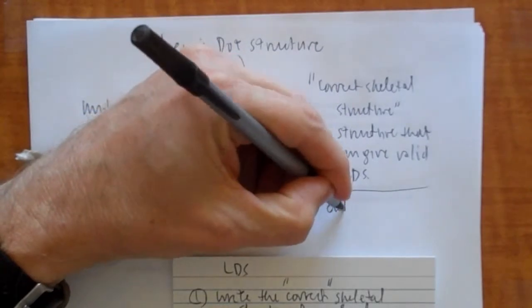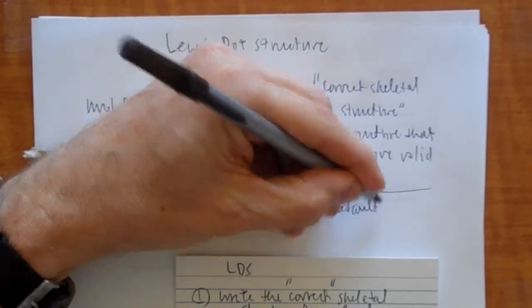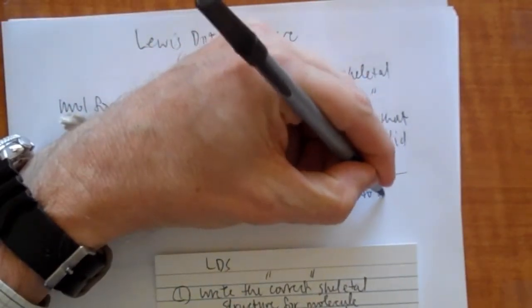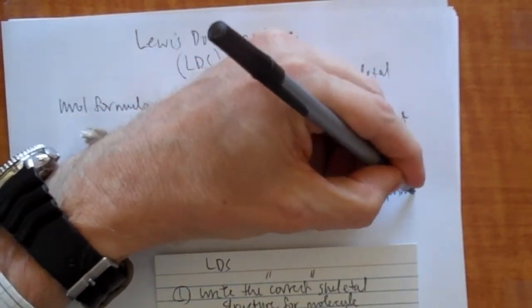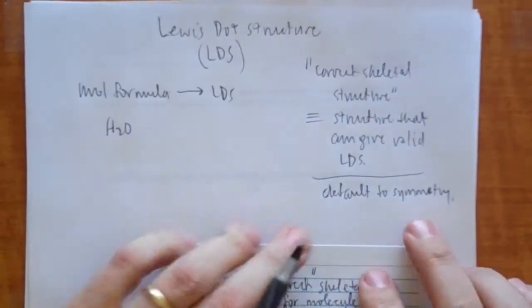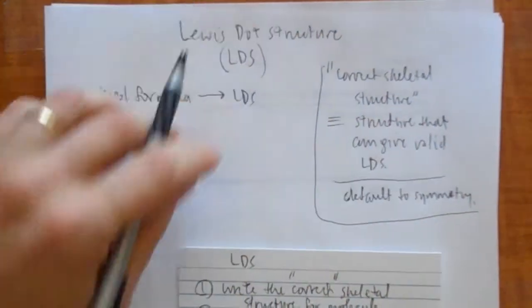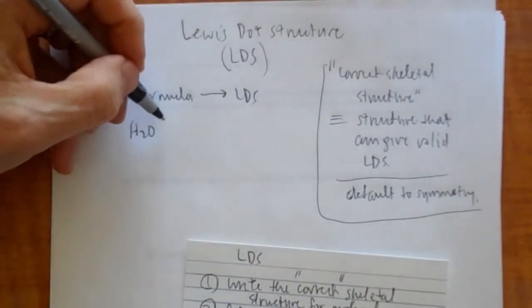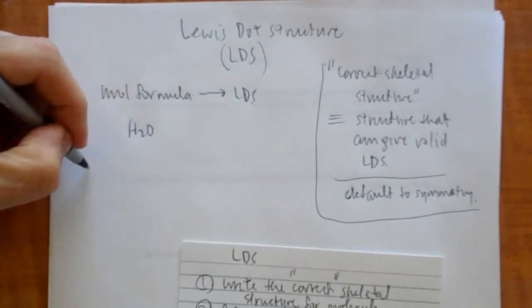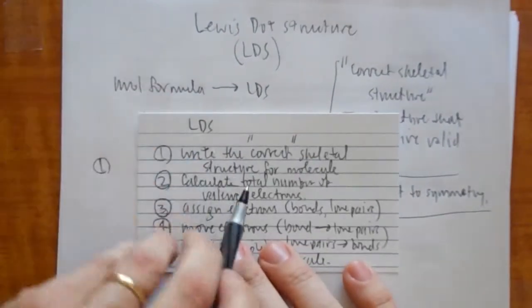But for now, I'm going to give you something you can sink your teeth into. Default to symmetry. It's not always going to be symmetric, but let's default to symmetry. Let's put this off to the side. We'll come back to that. H2O. Step 1, write out the correct skeletal structure.